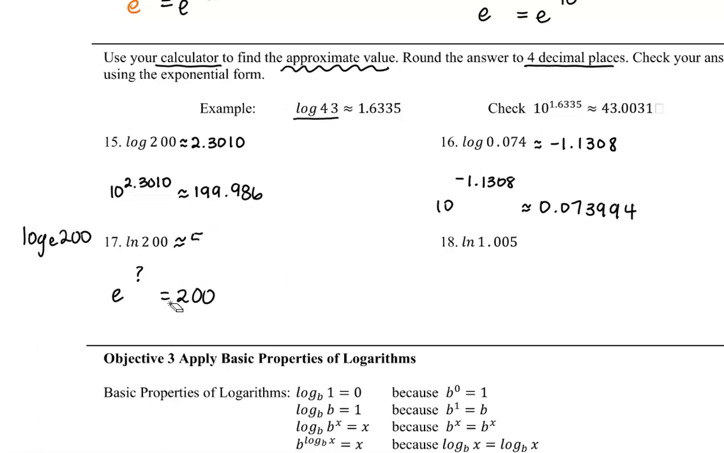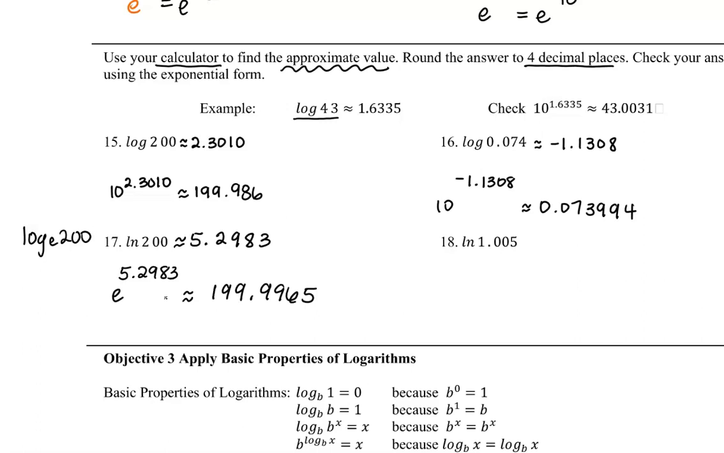and the calculator gives us approximately 5.2983, and that is because if we were to take the exponent of 5.2983 and put it on e, what we would get out would not quite be 200, but it'd be very close. This is an approximation. We get out 199.9965.